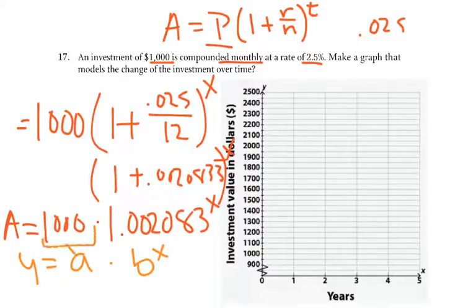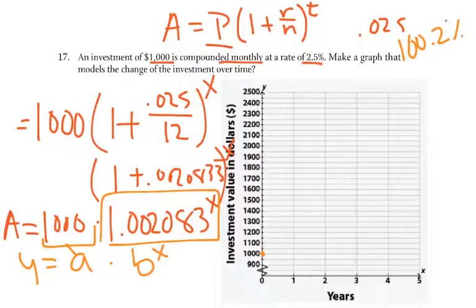Our a, our starting point, is 1,000. So we go up to 1,000 and draw a starting point. Now it's growing at a rate of 1.002. That's basically 100.2%, right? So we would take 1,000, and a table would probably be a good idea here.